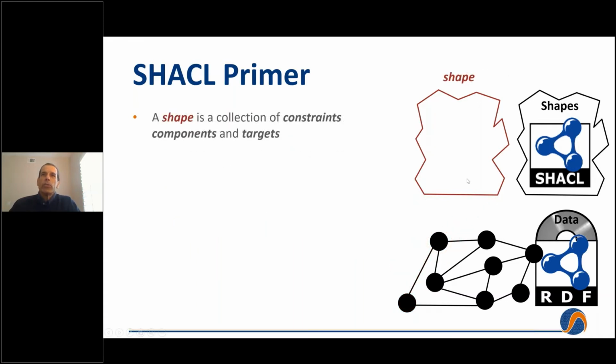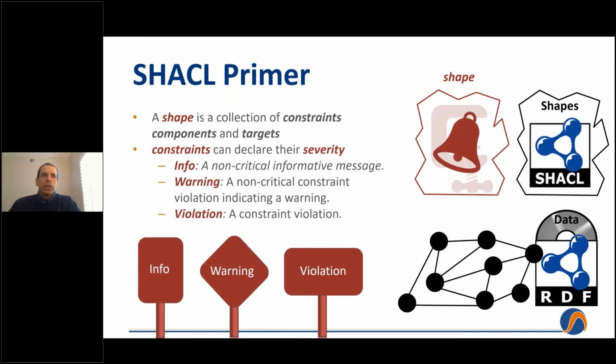Now we are diving into the shape. A shape is a collection of constraint components and targets. The constraint can declare their severity: info, a non-critical informative message; warning, a non-critical constraint violation indicating a warning; and violation, a constraint violation. So we have info, warning, and violation. And we'll see later on, when we operate the SHACL validator, a violation coming out in the validation report.